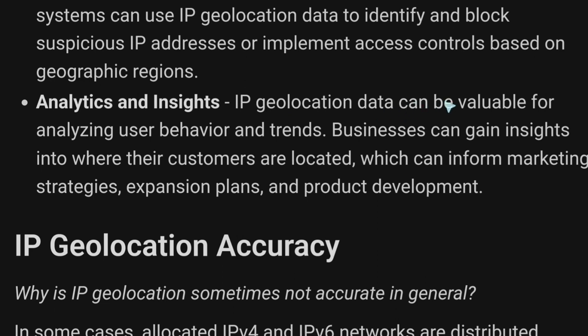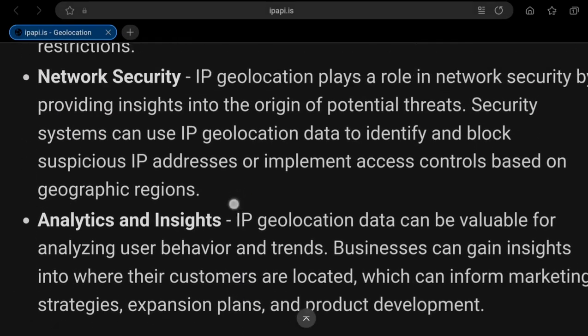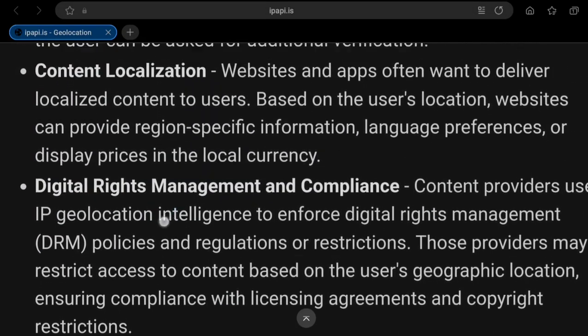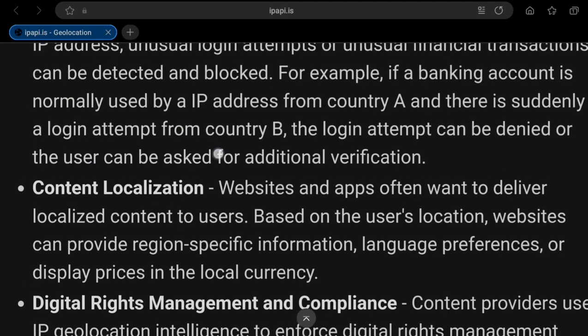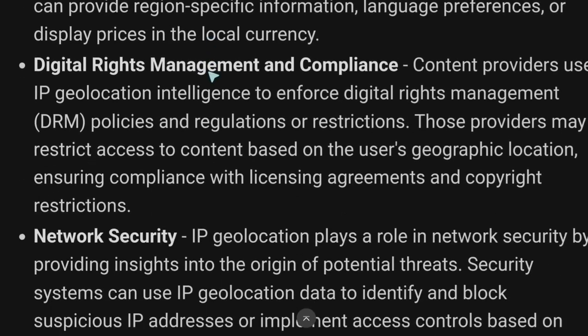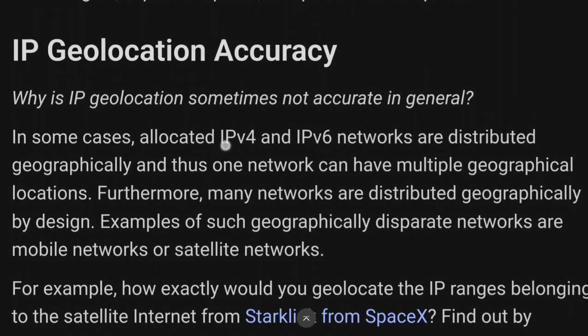IP geolocation data can be valuable for analyzing user behavior and trends. Businesses can gain insights into where their customers are located, which can inform marketing strategies, expansion plans, and product development. So we've seen all the usages of geolocation: analytics, insight, network security, DRM, digital rights management, content localization, fraud detection and prevention, targeted advertising. A lot of great usages.